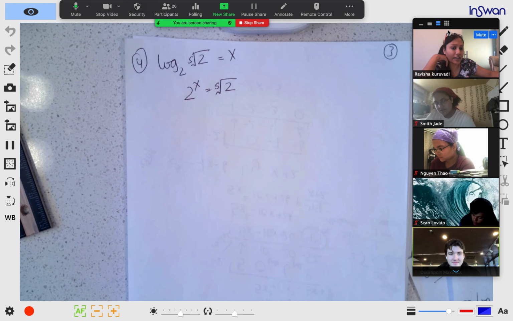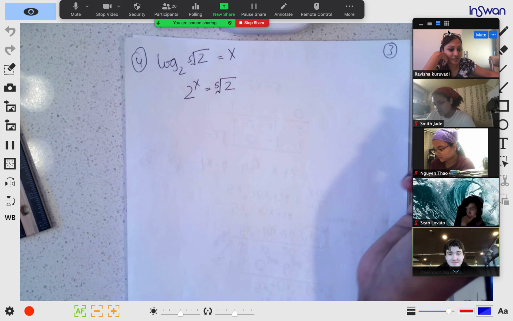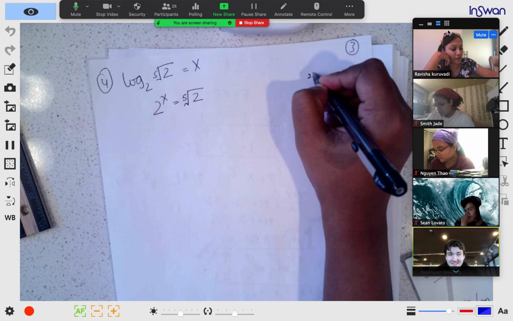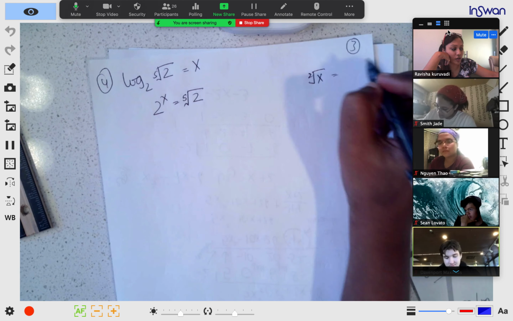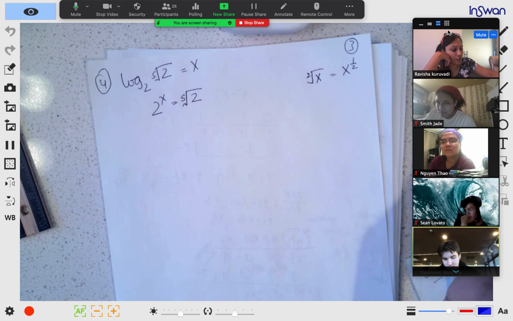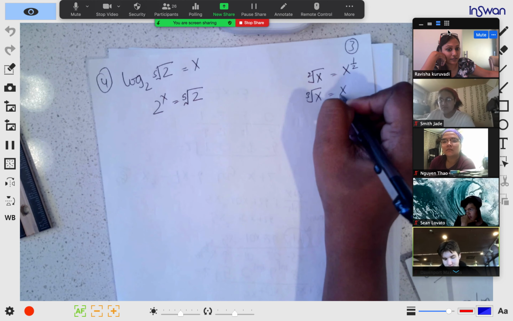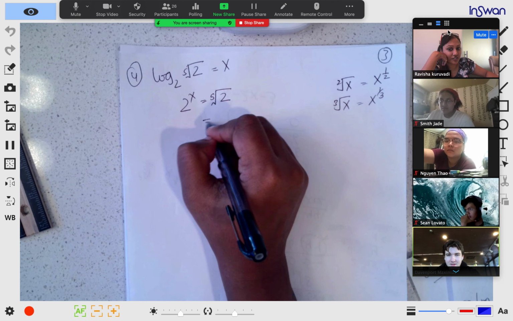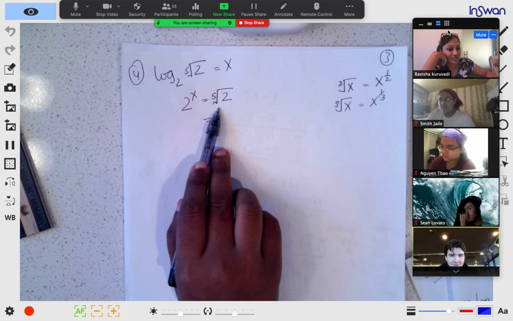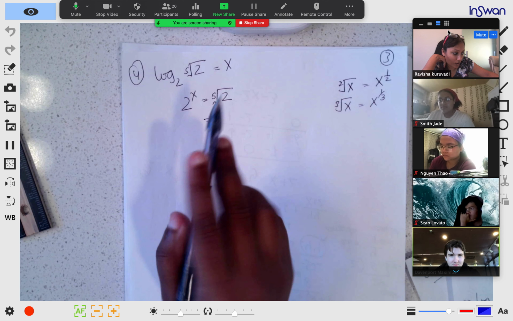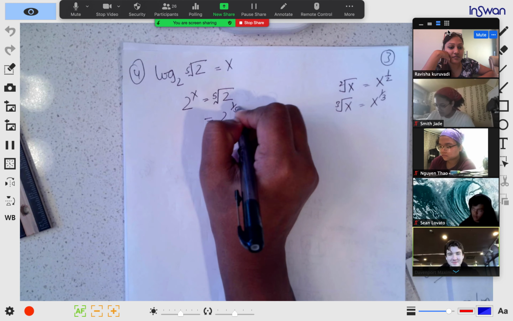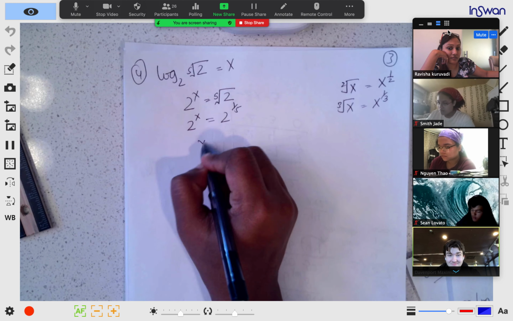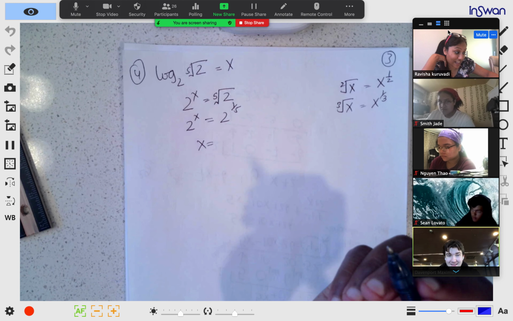How can I write fifth root as a fraction? See here. Suppose I have to find the square root of x. It becomes x to the power of 1/2. If I have to find the cube root, it becomes x to the power of 1/3. So it would be x to the power of 1 over 5. What's the x here? The x here is 2. So it becomes 2 to the power of 1/5. So what is your x value? 1 over 5. Yes, exactly. It's 1/5.